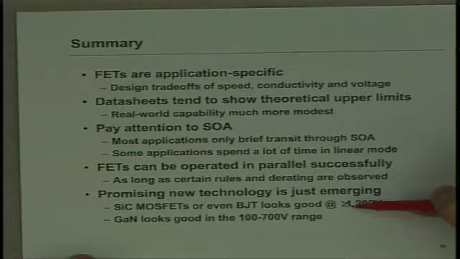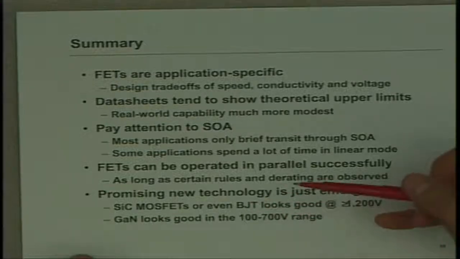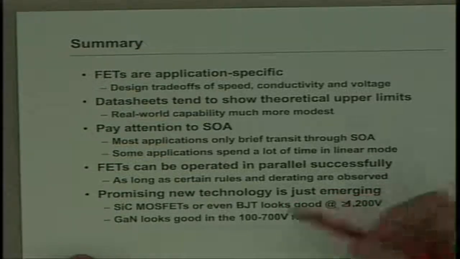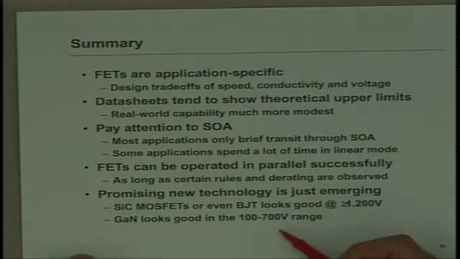And you'll be seeing a lot more on silicon carbide MOSFETs and even bipolar BJTs out of silicon carbide up to about 1200 volts. GaN is probably going to be in the 100 to 700 volt range for now, for the foreseeable future. I don't know that it's going to make it to 1200 anytime soon, but we'll see.